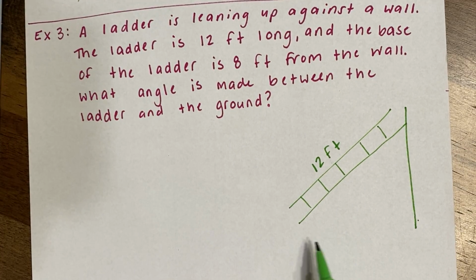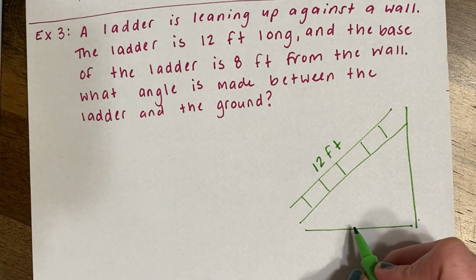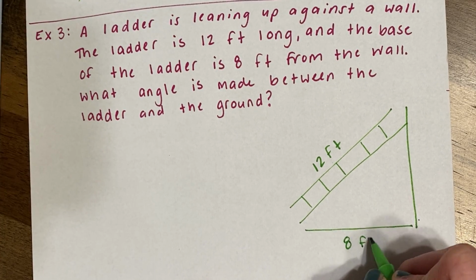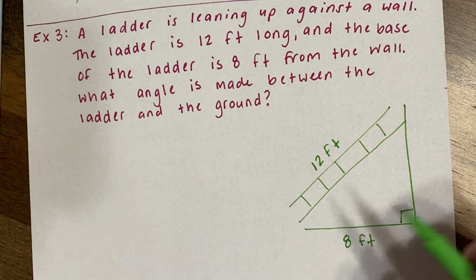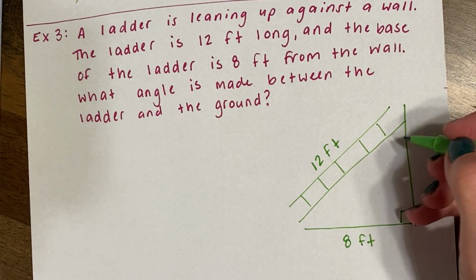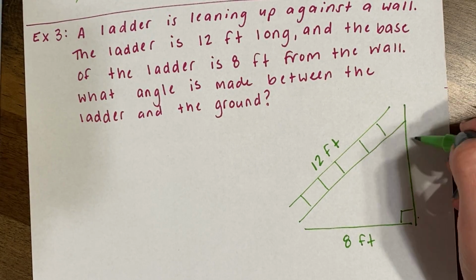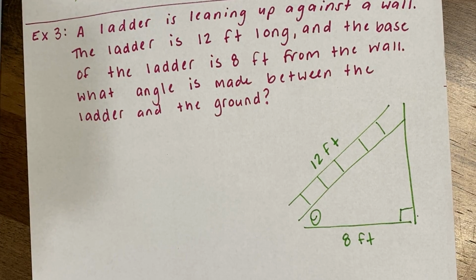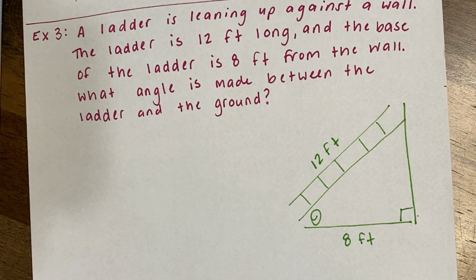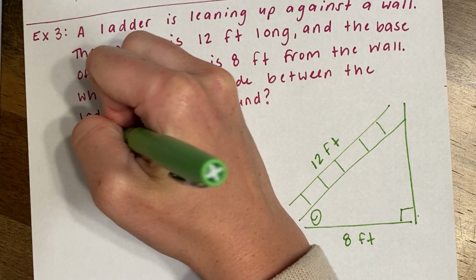So here's the wall, here's the base. That length is 8 feet. And remember, a wall and the ground make a right angle. Okay? So we want to know what angle is made between the ladder and the ground. That can't be this angle at the top because this is the ladder and the wall. This angle at the bottom is made by the ground and the ladder. Okay? All right, so let's label.